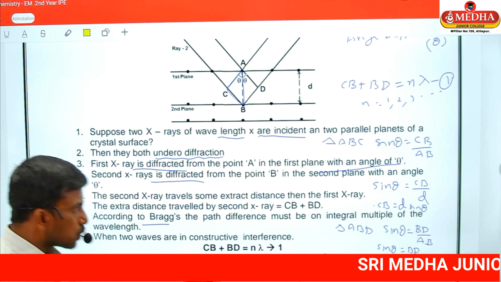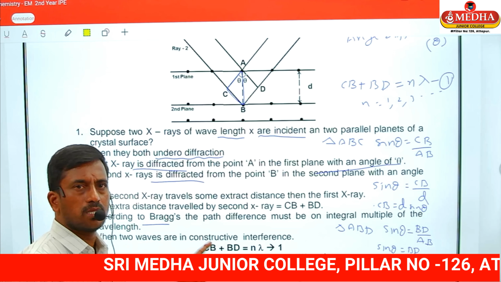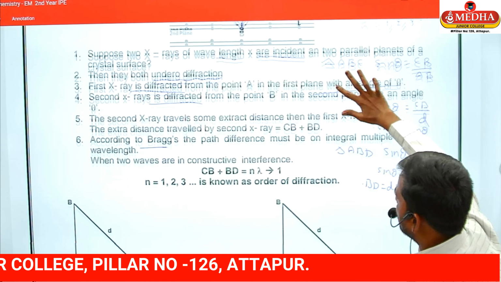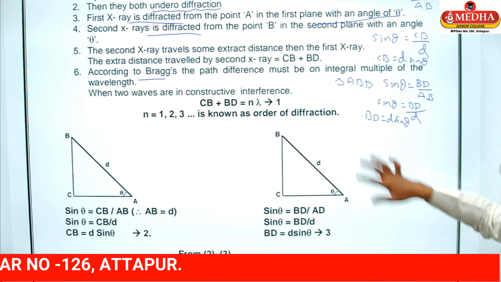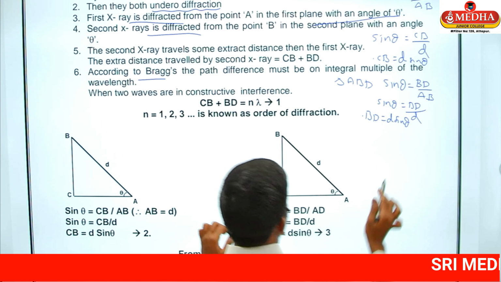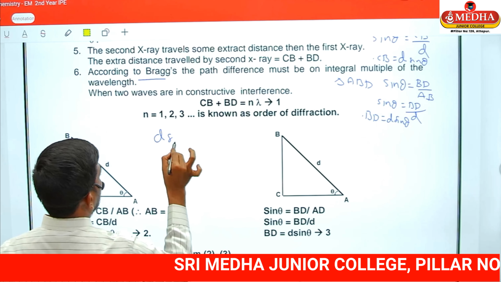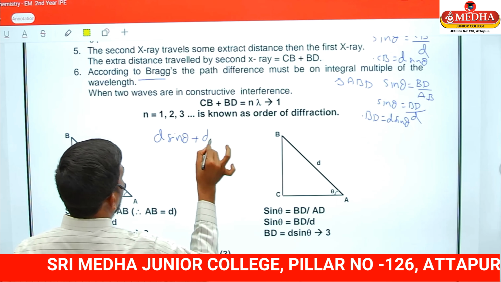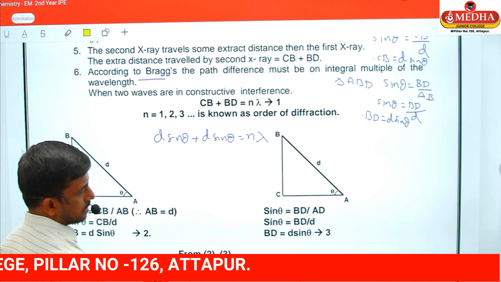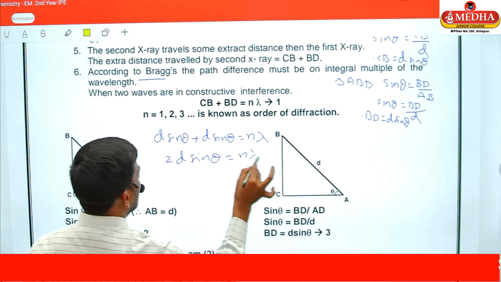So the BD value is d sin theta and the CB value is d sin theta. These two values we substitute in equation 1. CB is d sin theta, and BD is again d sin theta, equal to n lambda. So d sin theta plus d sin theta, that is 2d sin theta, is equal to n lambda.